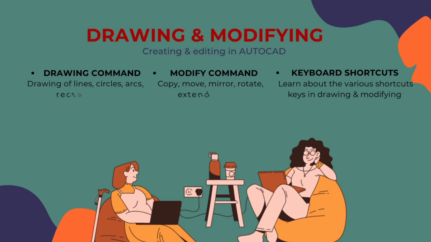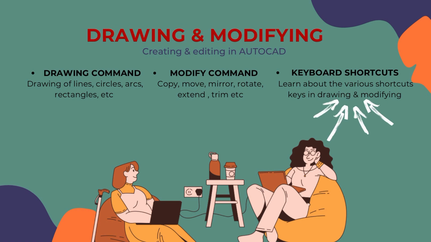Finally, we move to drawing and modifying, where we are going to learn about creating and editing in AutoCAD. Here, we'll first touch on the drawing commands, where we'll be learning how to draw lines, circles, arcs, and rectangles. This is to help us be fluent when drawing floor plans in the future. Also, we'll touch on some essential modify commands such as copy, move, mirror, rotate, extend, and trim. These various modify commands will also help us in modifying and editing our drawings. Lastly, we are going to touch on some keyboard shortcut keys, which are essential in the drawing process.